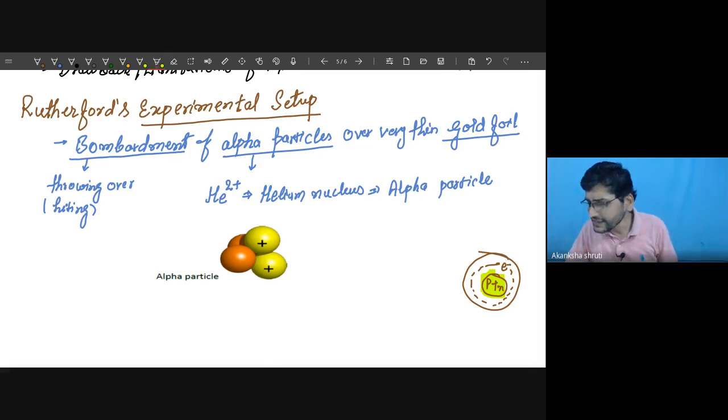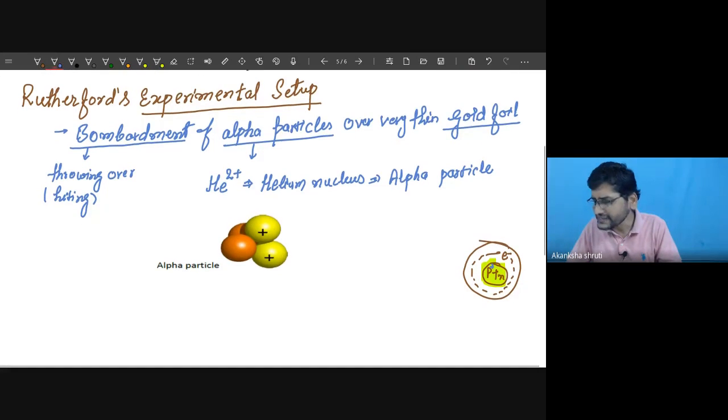So the central region contains protons. Protons are positively charged particles, as we discussed yesterday, and electrons are negatively charged particles. These protons and electrons are always present in equal numbers so that the atom is neutral. But if electrons are removed, even from the Thomson model, if two electrons are removed, then the positive sphere that is left represents the helium nuclei. This is called an alpha particle.